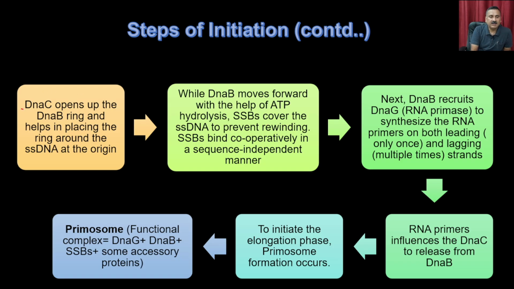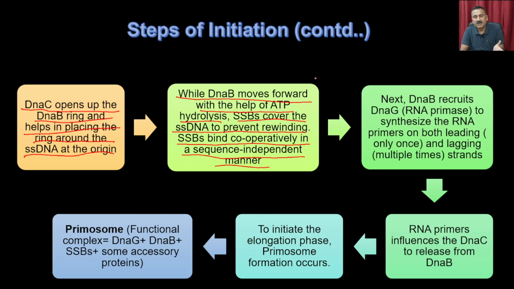Then we have DnaC, which is going to open up the DnaB ring and help in placing the ring around the single-stranded DNA at the origin. While DnaB moves forward with the help of ATP hydrolysis, the single-stranded DNA binding protein covers the single-stranded DNA to prevent the rewinding, and SSBs bind cooperatively in a sequence-independent manner.